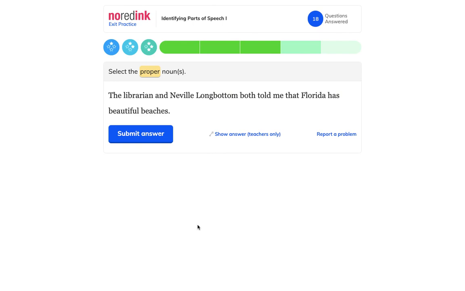The librarian and Neville Longbottom both told me that Florida has beautiful beaches. Proper noun, Neville Longbottom, that's his name. Florida, that's the place.